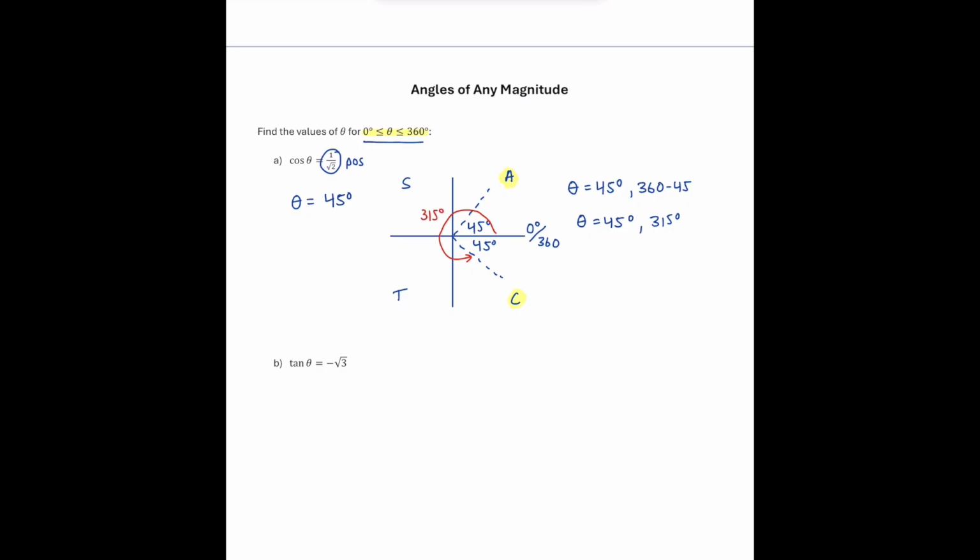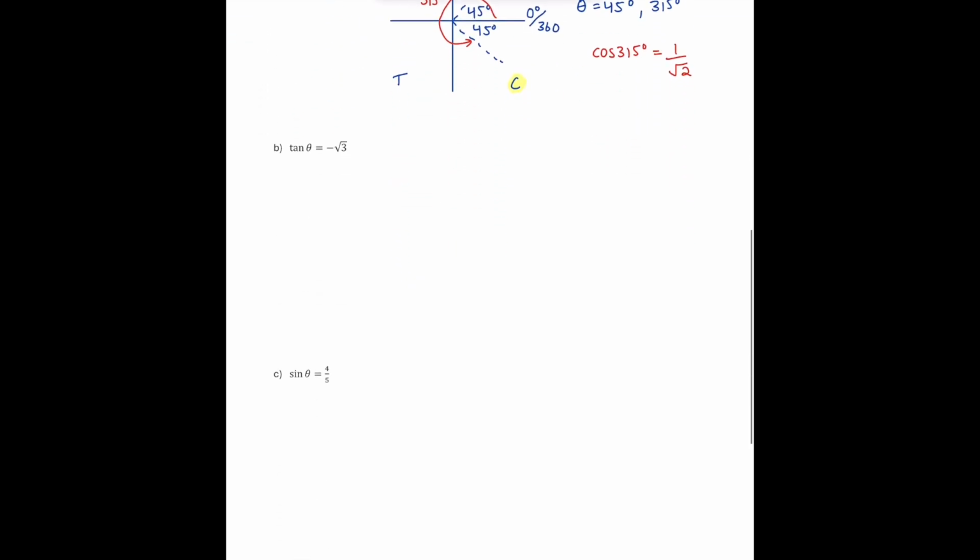So if I want to double check, I can actually put cos 315 degrees into the calculator, and when I do, I will get an answer that's positive 1/√2. So now let's look at example B. Now B is different in that I've got a negative value here. I've got minus the square root of 3.